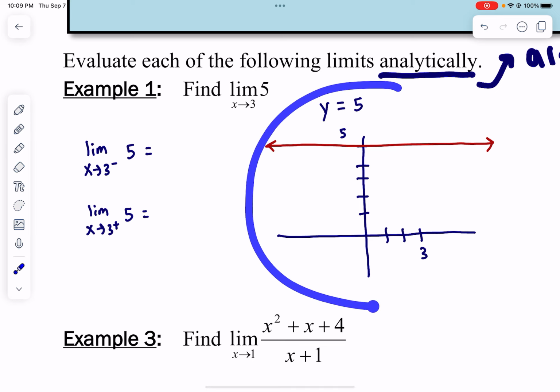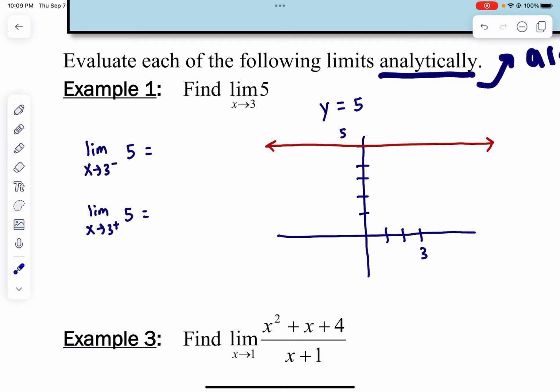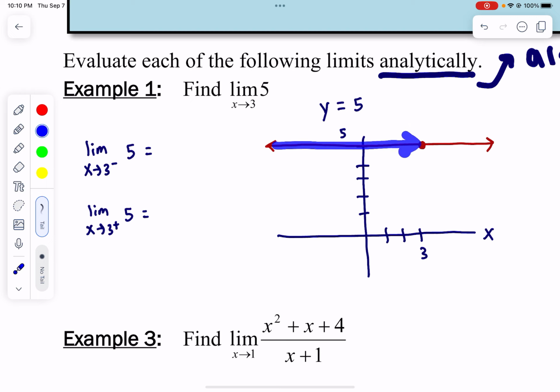So if we refer back to this graph, as we approach x equals 3 from the left-hand side, we'll actually stop at this point. As we approach x equals 3 from the left-hand side, what y value are we approaching? In this case, we'll be approaching the y value of 5. So the left-hand limit will be equal to just 5.